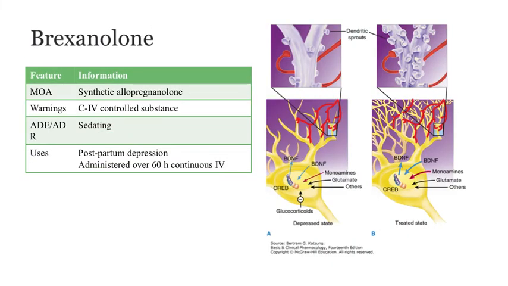The last miscellaneous agent I will mention is brexanolone. Brexanolone is a synthetic form of the progesterone-like hormone allopregnanolone. And it's known that decreases in allopregnanolone can lead to a decreased release of BDNF and decreased neurogenesis. Thereby replacing allopregnanolone leads to increased neurogenesis and has an antidepressant effect.